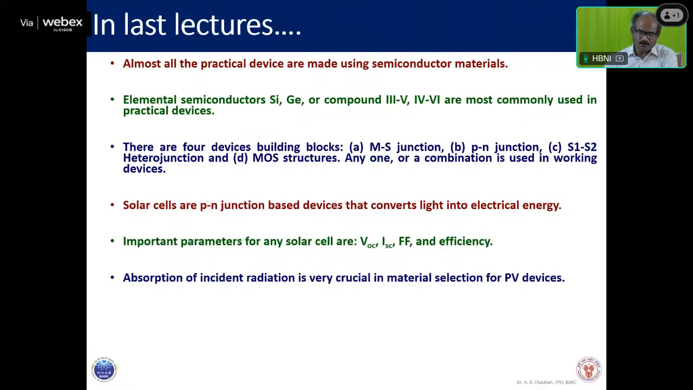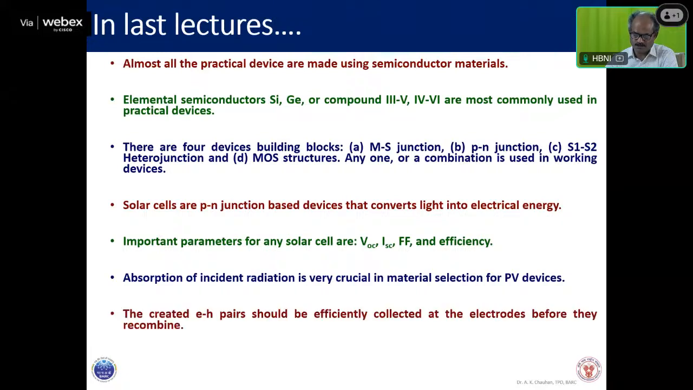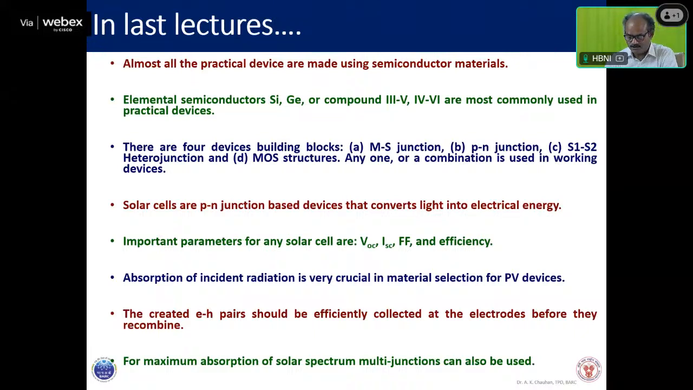Then, in order to see the devices or solar cells, we came to know that absorption of incident radiation is very crucial, and it is actually one of the most important parameters for the material selection process for these photovoltaic devices. Then after absorption, electron hole pairs are generated. The created electron hole pairs should be efficiently collected at the electrodes before they recombine. So we have to stop the recombination. For maximum absorption of the solar spectrum, multi-junctions can also be used. This we also saw yesterday when we saw 3-junction devices.